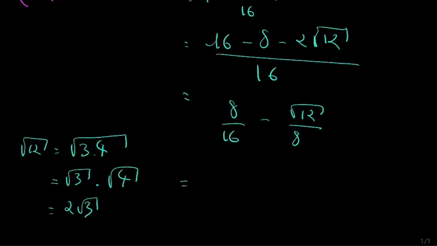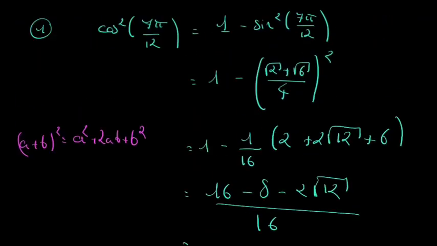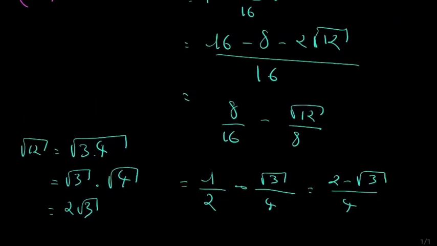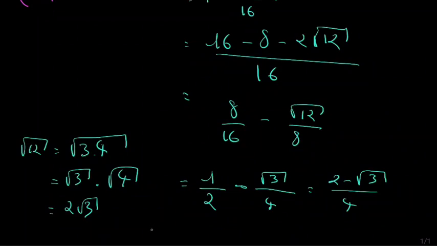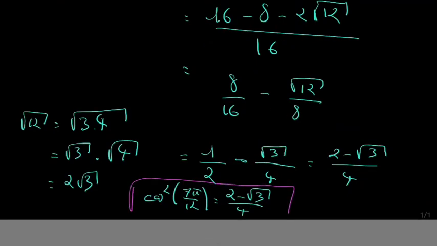And by simplifying, we've got 1 over 2 minus square root of 3 over 4. And if we put everything under 4, this is equal to 2 minus square root of 3 over 4. Perfect. So let's sum up what we said. We've got cosinus squared of 7 pi over 12, which is equal to 2 minus square root of 3 over 4. Perfect. This is our result.